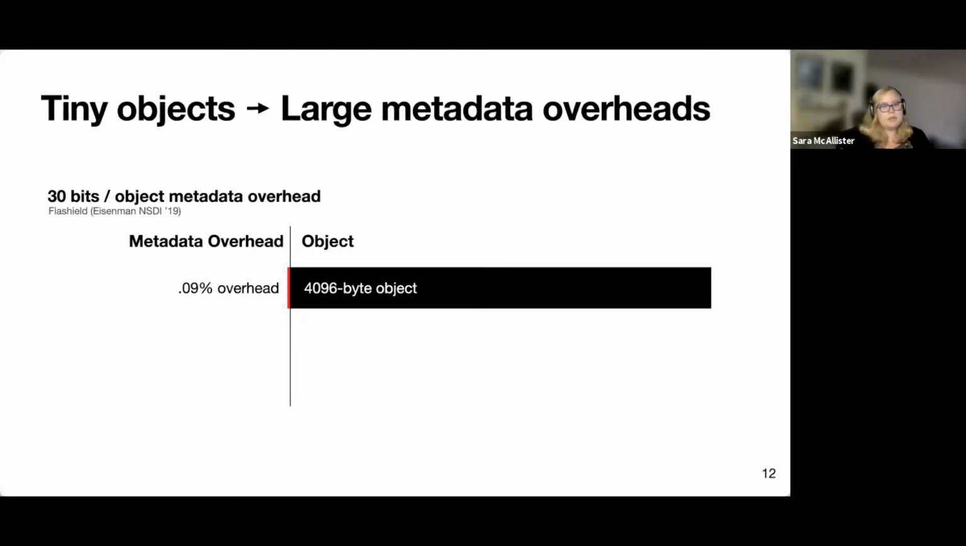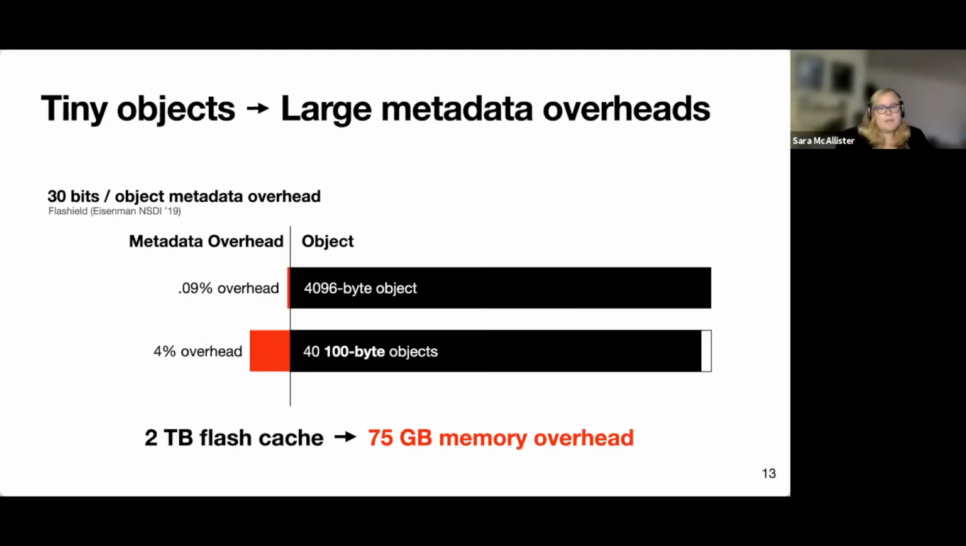So if we look at just an object metadata overhead of 30 bits per object, when we have a reasonably sized object, not a tiny object, we can see that there's not a lot of overhead. And so we can see here that the 4 kilobyte object has a 0.09% overhead with 30 bits per object of metadata. And so that's pretty reasonable. But if we go to 100 byte objects, so taking up a little bit less flash capacity if this was on flash, we see that we have a 4% overhead for all of these objects on flash.